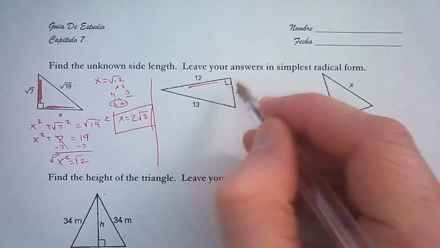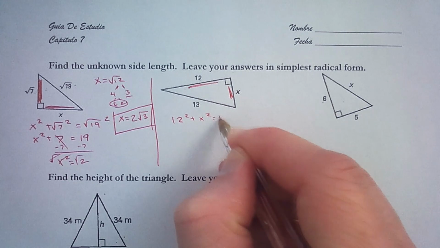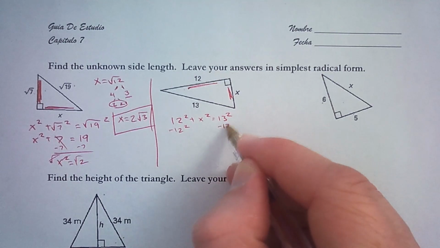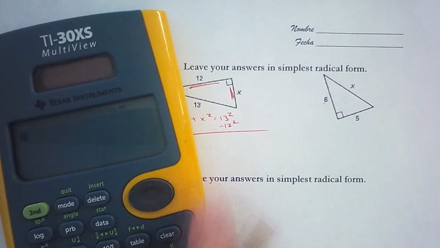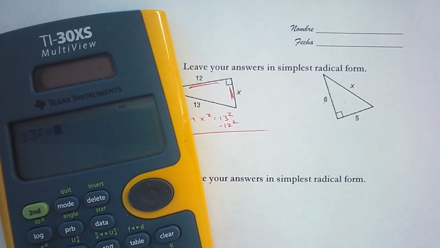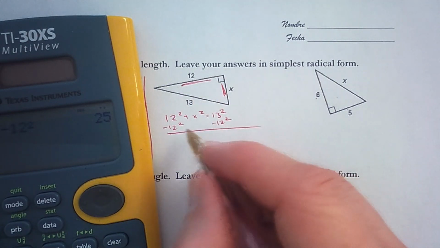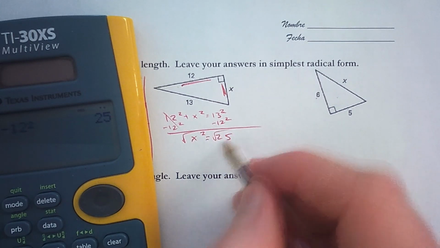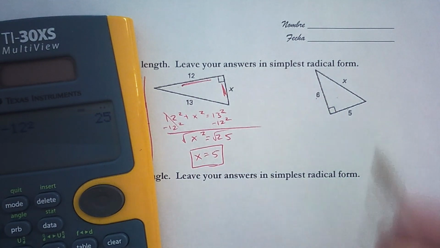Okay, next I've got 12 and x as my legs, so that's 12 squared plus x squared equals 13 squared. Okay, so I'm going to subtract 12 squared from both sides, so I'll show you how to do this as a shortcut here without actually doing the squaring. So I've got 13 squared minus 12 squared, and that is 25, and what that really means is 169 minus 144, which is 25. So I have x squared equals 25, and when I take the square root, 25 is 5. So there's my final answer, x equals 5.